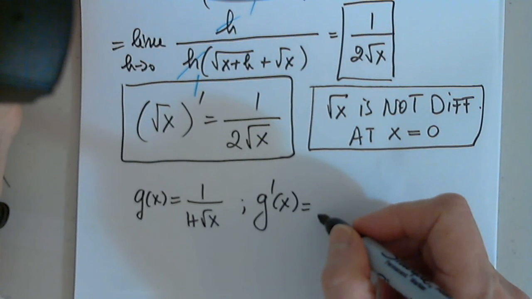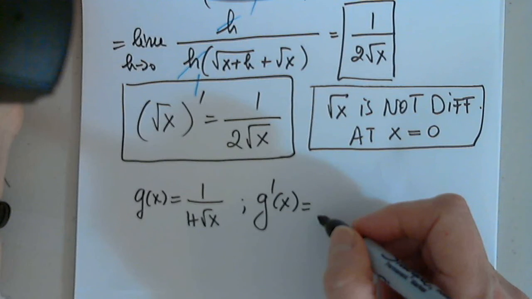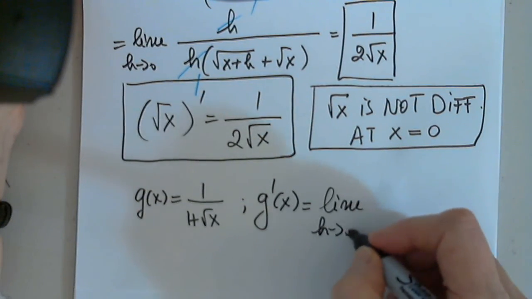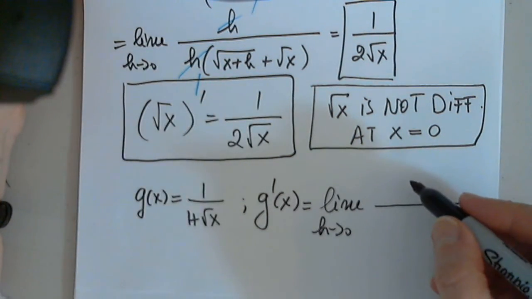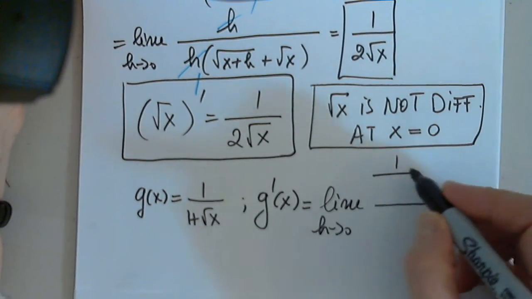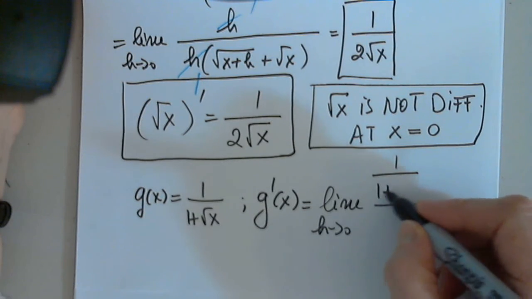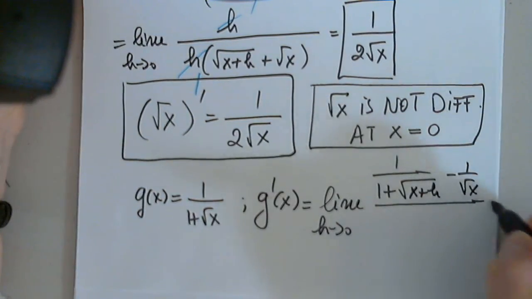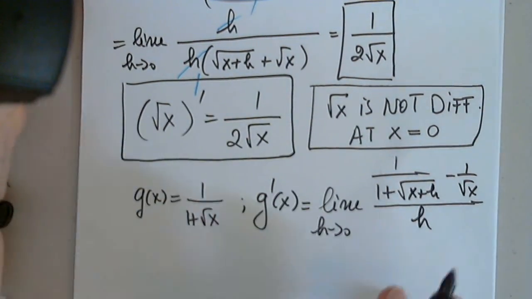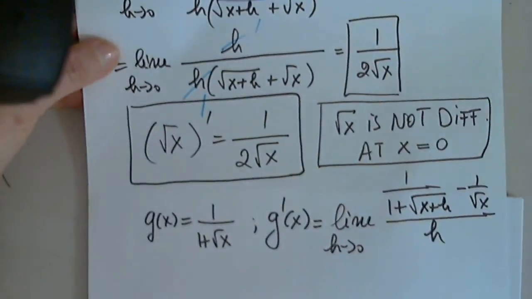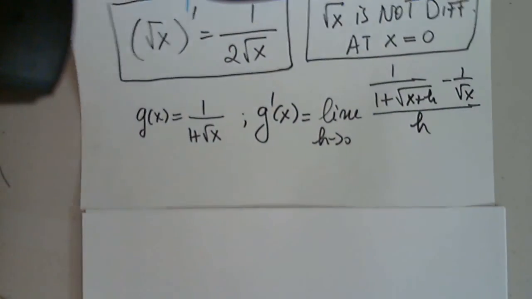Would it be 1 over 1 plus the square root of x, or limit as h approaches 0? Yes. And then 1 over 1 plus the square root of x plus h? Very good. Minus 1 over the square root of x divided by h. Is the difference quotient, we said that, that's the limit of the difference quotient. Good. Okay, so now we plug it in.